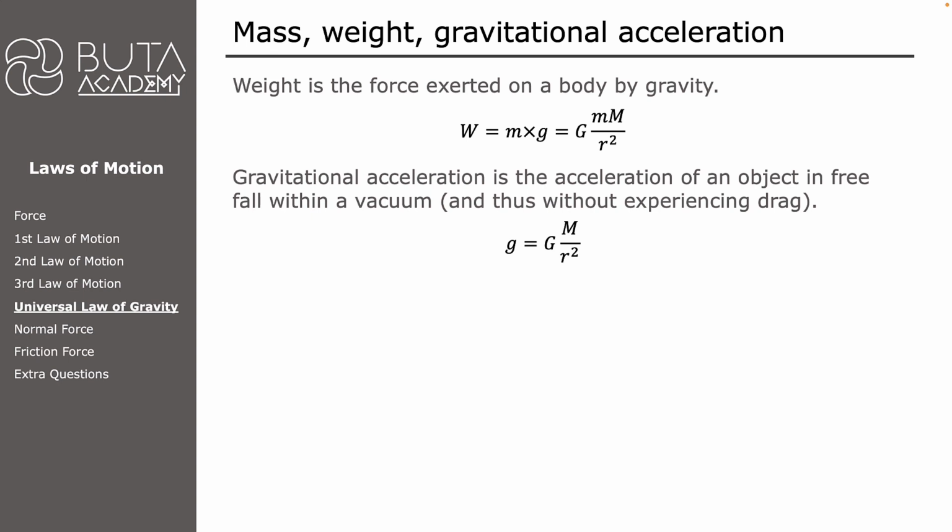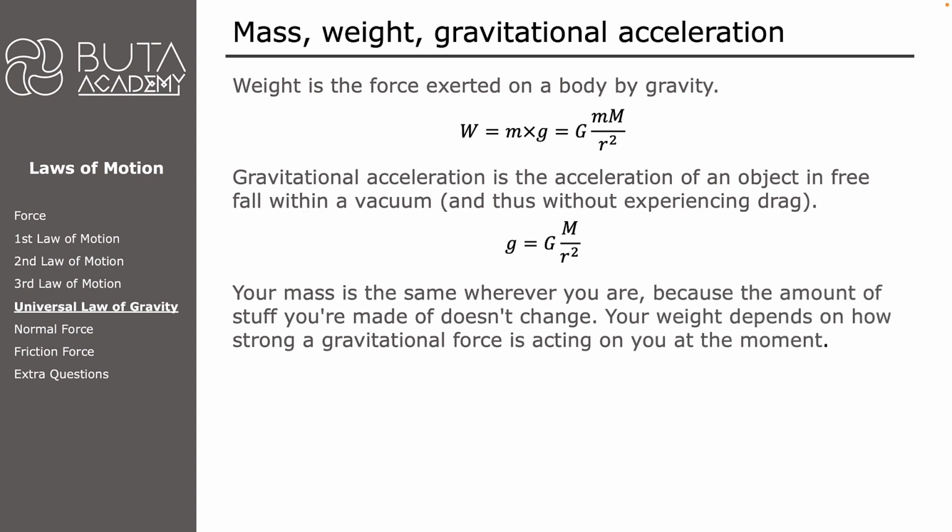It brings us to the conclusion that weight of an object is also not a constant, as it depends on gravitational acceleration. Our mass is the same wherever we are, because the amount of the stuff we are made of doesn't change. Our weight depends on how strong a gravitational force is acting on us at that moment.